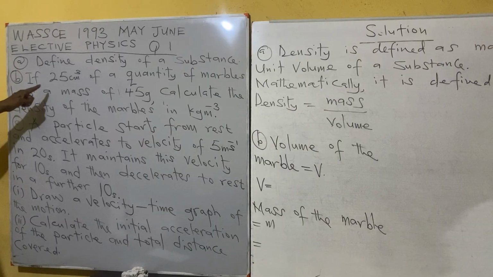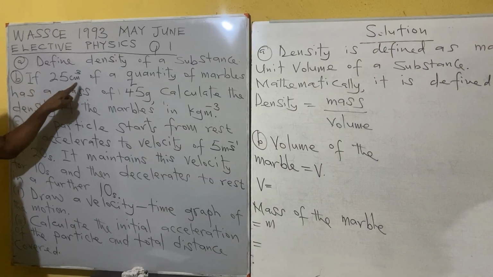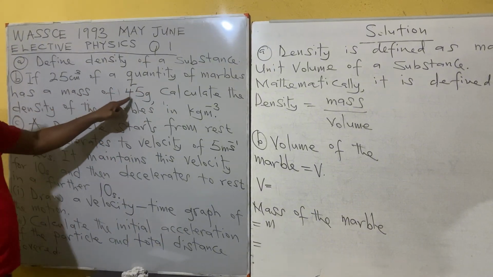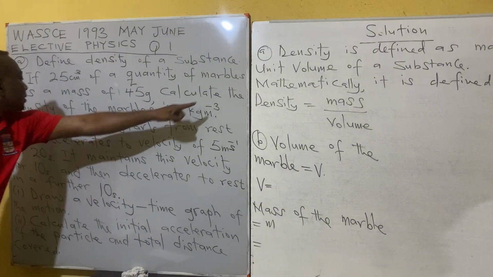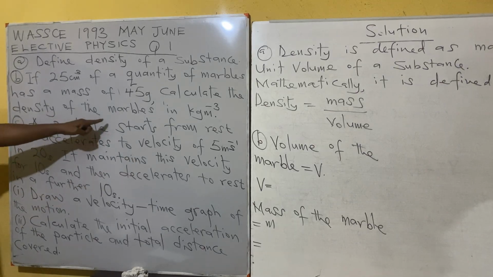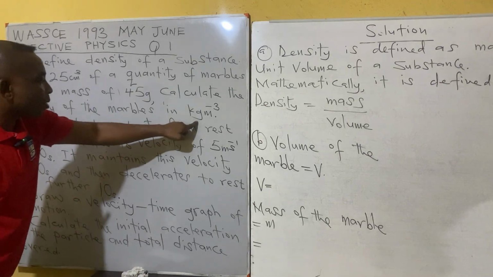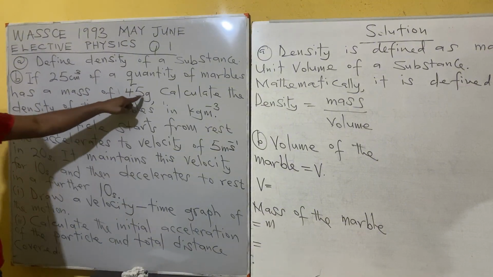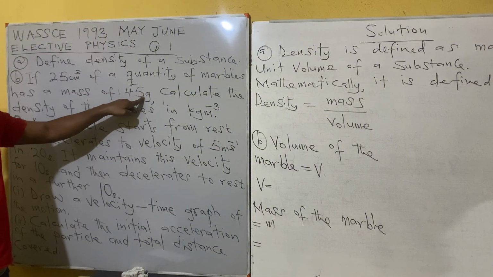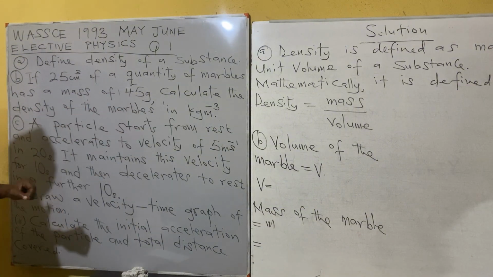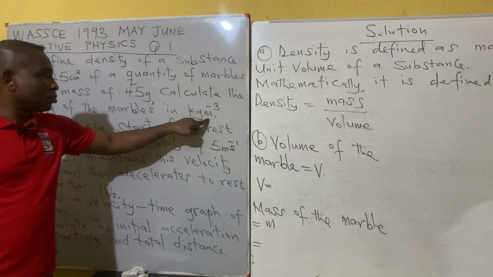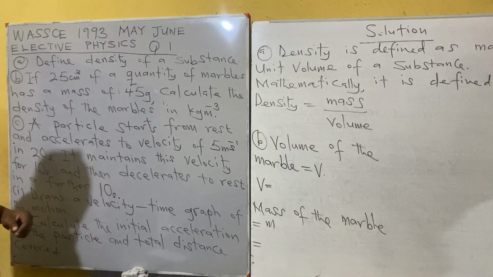B. If 25 centimeter cube of a quantity of marble has a mass of 45 grams, calculate the density of the marbles in kilogram per meter cube. Now, the mass has been given in grams, so we have to convert it to kilograms. And the volume has been given in centimeter cube. We have to convert it to meter cube. So that is what we are going to do.